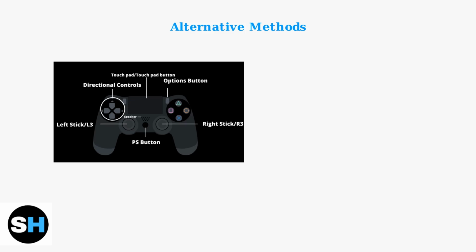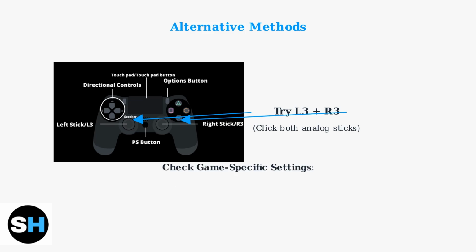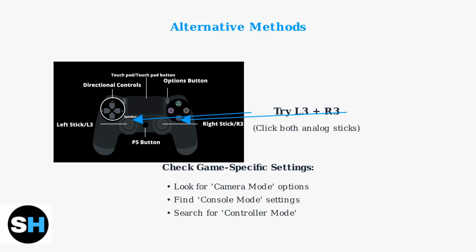Many Roblox games have their own built-in shift lock controls. Look for camera icons in game menus or try the common button combination L3 plus R3, which means clicking both analog sticks simultaneously. Some games have dedicated camera or console mode options in their control settings. Check individual game menus for these features.